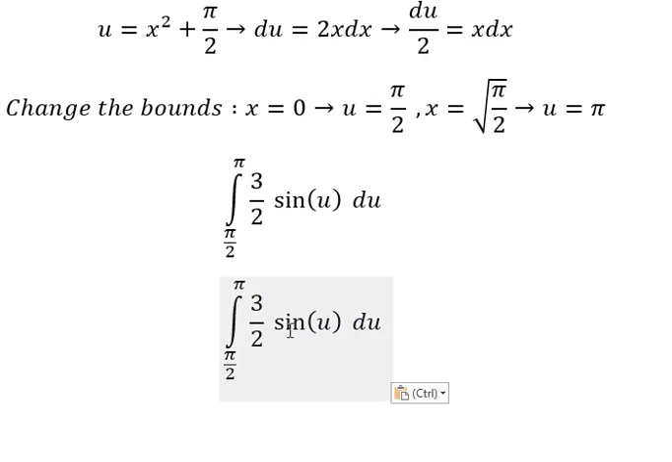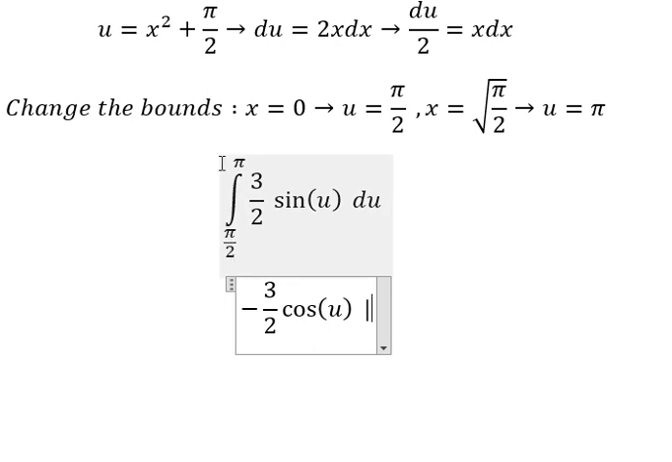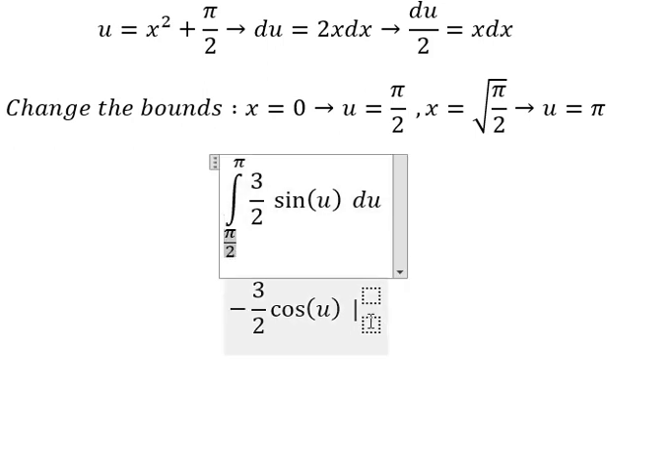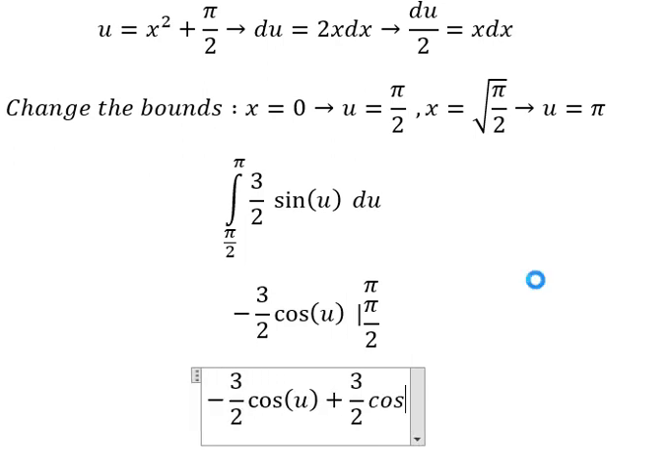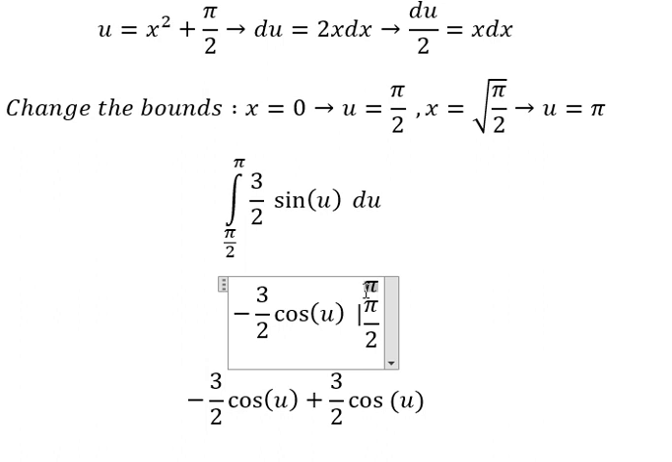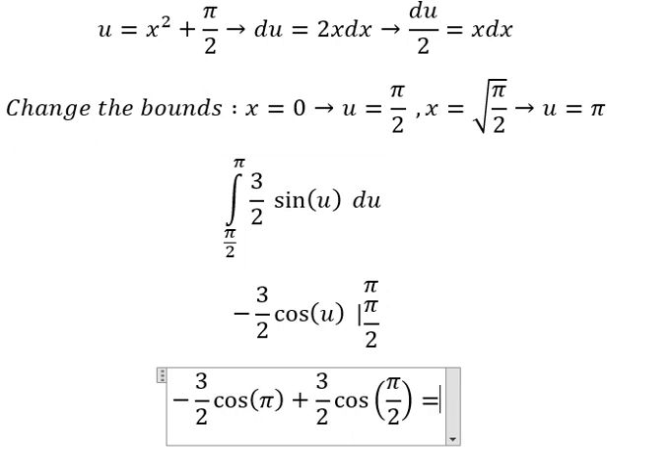Next, the integration of sine u gives negative 3 over 2 cosine u, and we put the bounds from b over 2 to b. And now we have it like this. So for b, I will put this one here and this one here. Now we calculate this one, and we have 3 over 2.